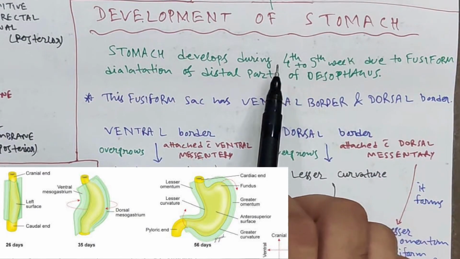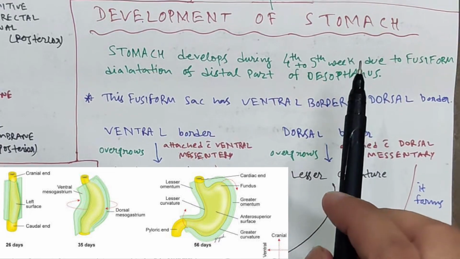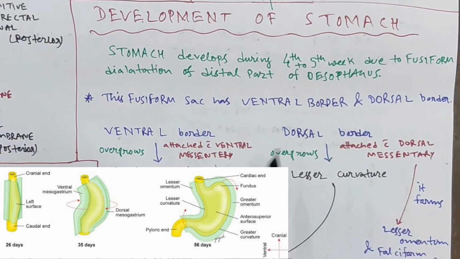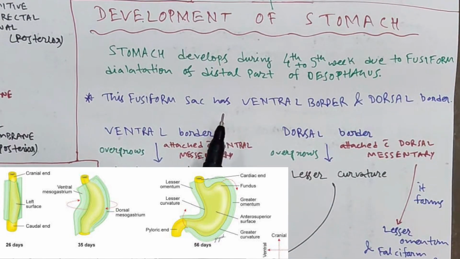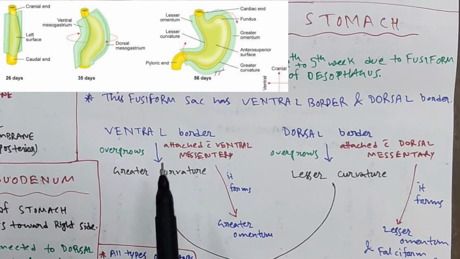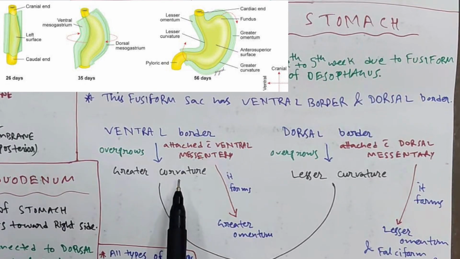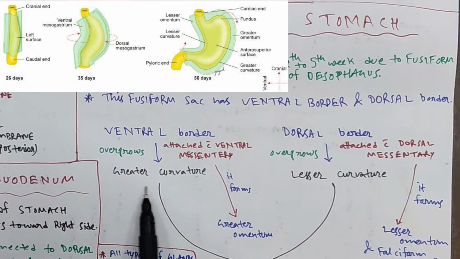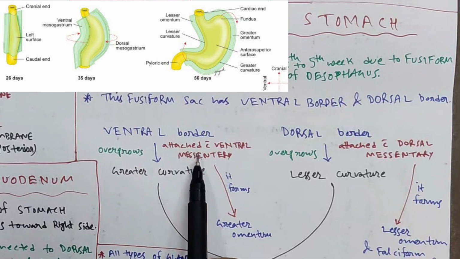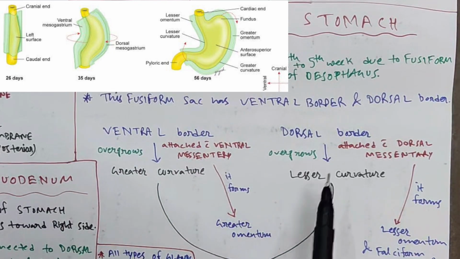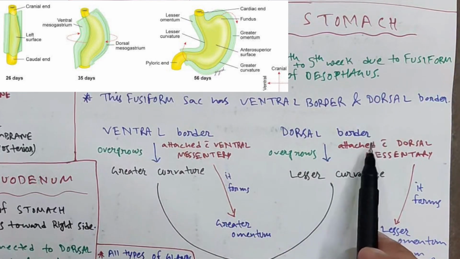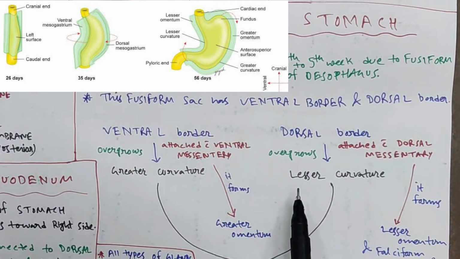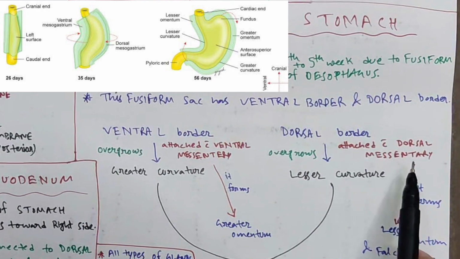The stomach develops during the 4th to 5th week of intrauterine life due to the fusiform dilation of the distal part of the esophagus. Now this fusiform sac has a ventral border and a dorsal border. The ventral border overgrows and forms the greater curvature, and it is attached to the ventral mesentery. What is mesentery? I talked about it in my anatomy videos, you can check those. The dorsal border overgrows and converts into the lesser curvature, which is attached to the dorsal mesentery.